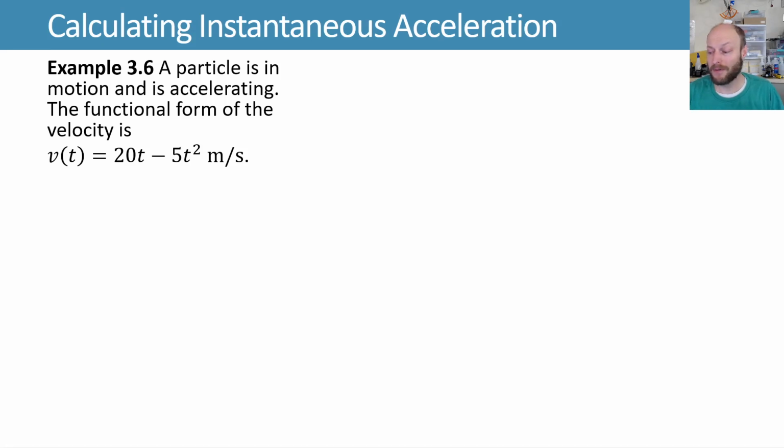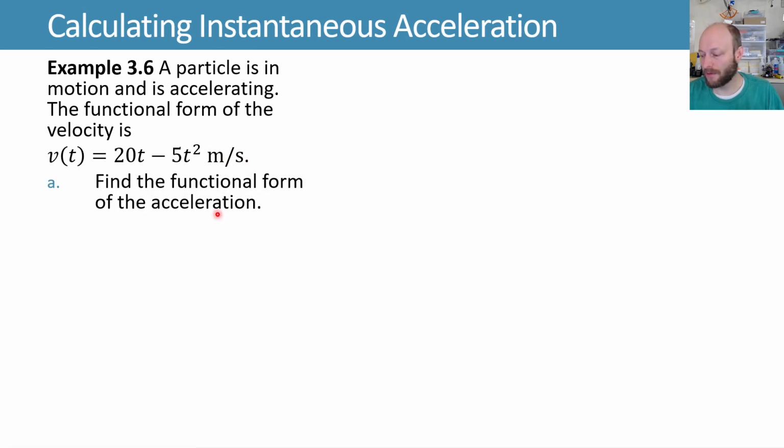Let's say we know the velocity of some particle is given by this function, 20t minus 5t squared, which when evaluated with time in seconds will give us units of meters per second coming out. And we want to know what's the functional form for the acceleration. So functional form means we want to know what's my acceleration as a function of time. So I want a equals something that might have t in it.